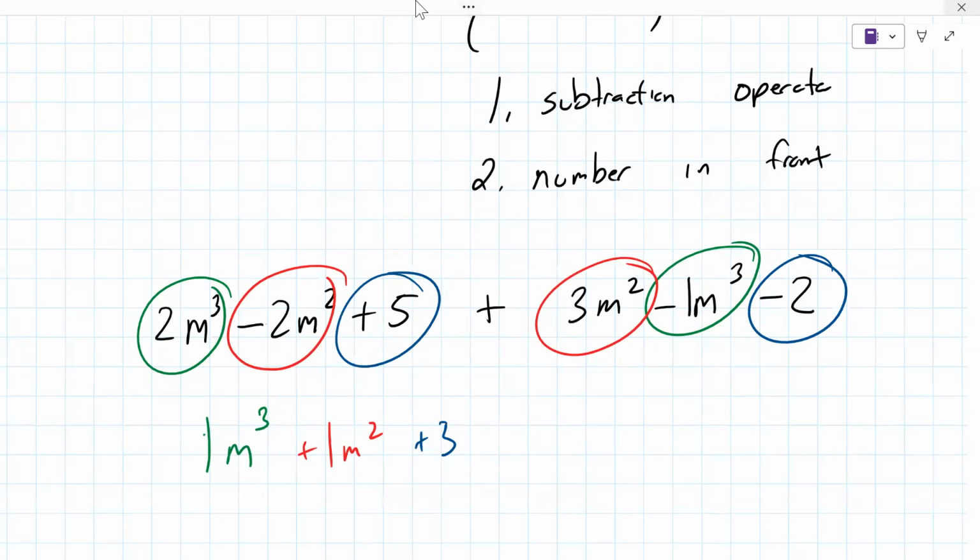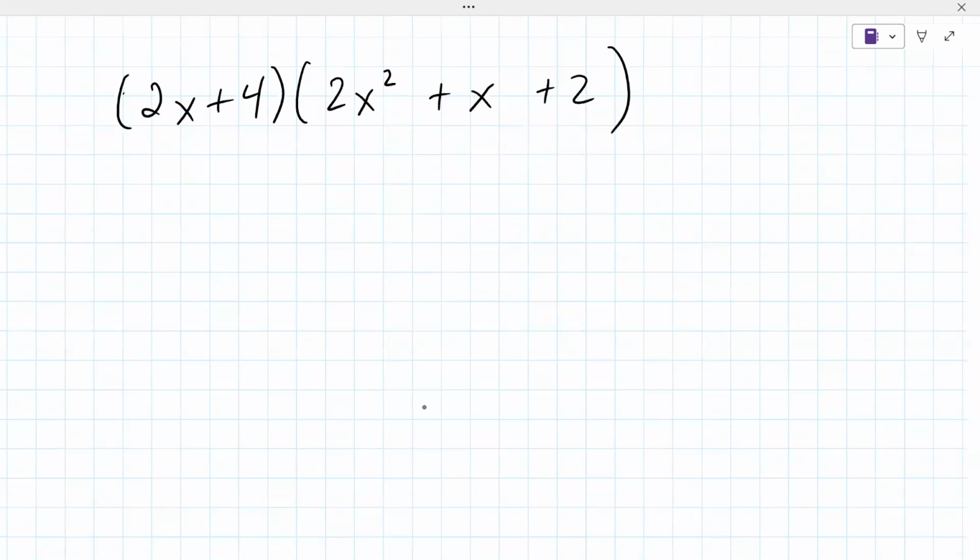All right. Anything else on your homework there to complete? Yeah, there's one more. Okay, so you're going to be doing the same thing. So parentheses 2x plus 4, parentheses, parentheses 2x squared plus x plus 2. Like this.